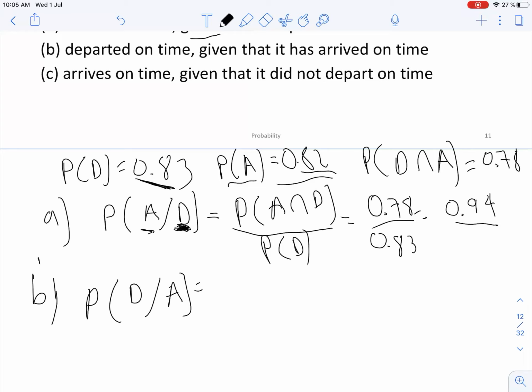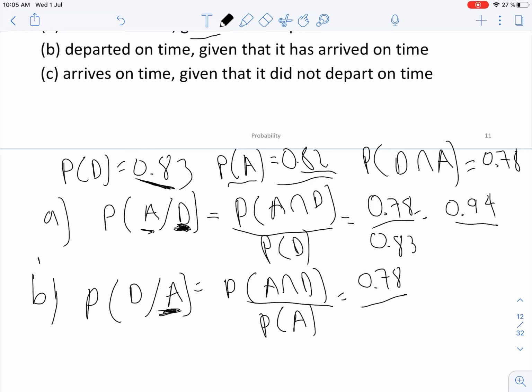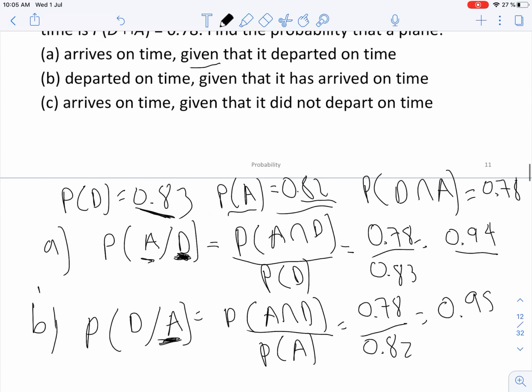Then we use the same equation, probability of A intersection D, or D intersection A, doesn't matter, divided by the probability of the previous event, or the one that is known, probability of A. So we get 0.78 over 0.82, and we get that the probability of departing on time, given that the plane has arrived on time, is 0.95. So again, it increases compared to the original probability, given that new piece of information. And let's check part C.